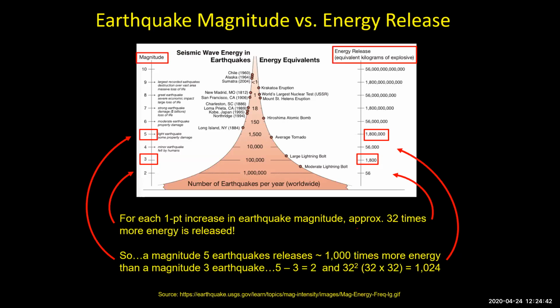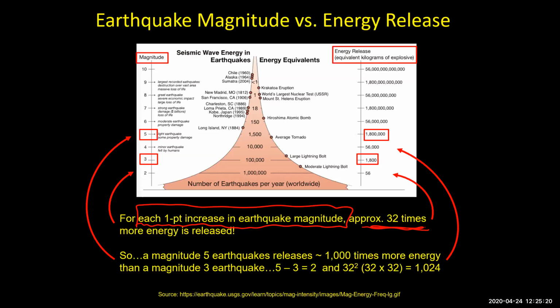Okay, one of the interesting things about earthquake energy is it increases dramatically with increasing magnitude. The magnitude scale is what's called an exponential or a logarithmic scale, and that just means that higher magnitude earthquakes release way more energy than lower magnitude earthquakes. And in fact, we can add some numbers to this. For each 1 point increase in earthquake magnitude, so we go, for example, from a magnitude 3 to a magnitude 4, 32 times more energy is released.